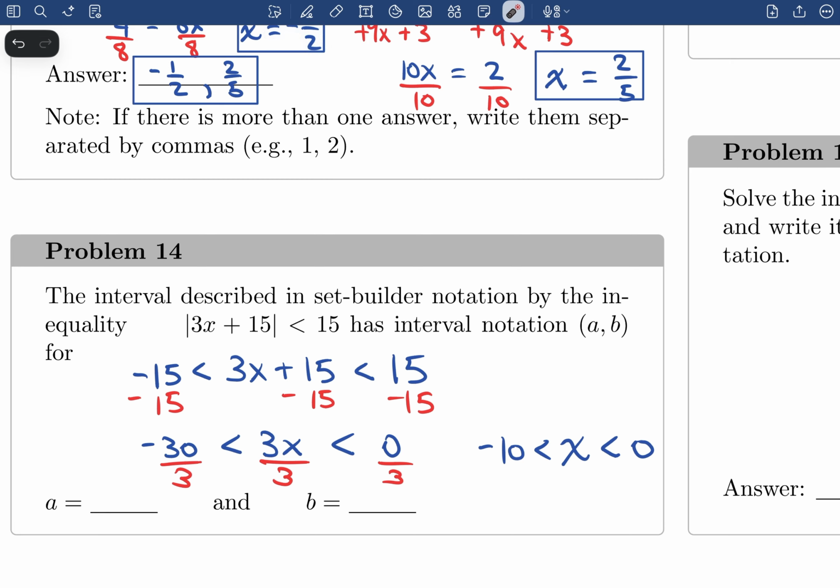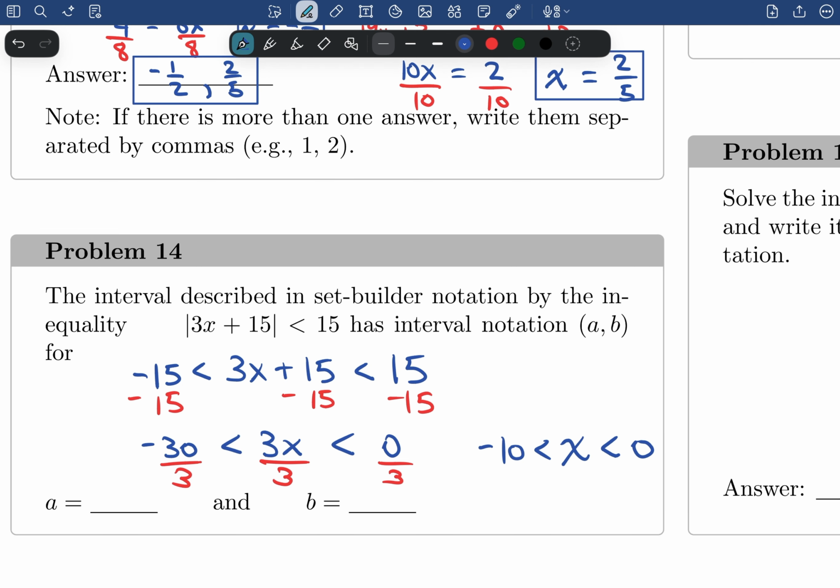Okay, so we started with this. We subtracted 15 from all three parts. Then we had this. We divided by 3 from all three parts. Now we have this. And guess what? This is the solution.